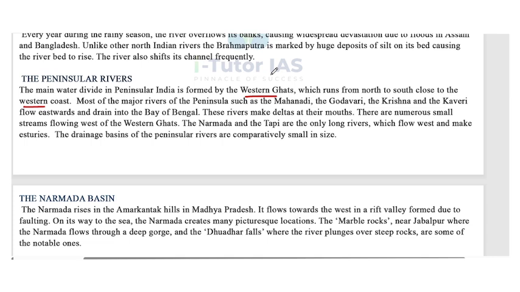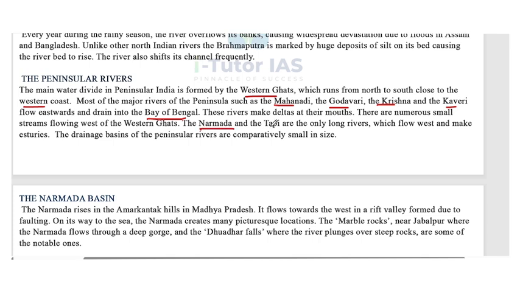Most of the major rivers of the peninsula such as the Mahanadi, the Godavari, the Krishna and the Kaveri flow eastward and drain into the Bay of Bengal. So most of the peninsular rivers flow eastward and finally drain into the Bay of Bengal. These rivers make deltas at their mouths. There are numerous small streams flowing west of the Western Ghats.